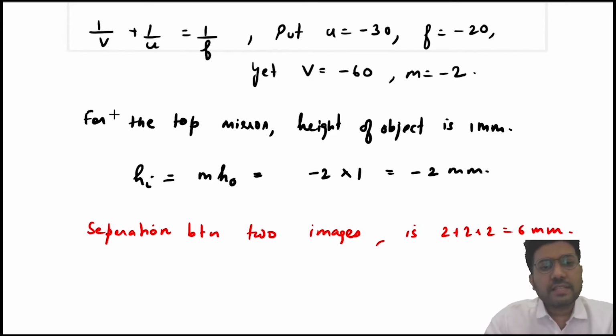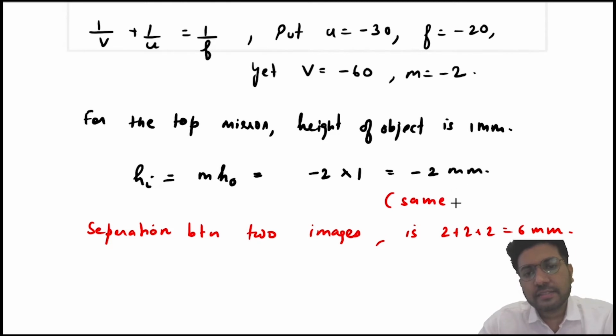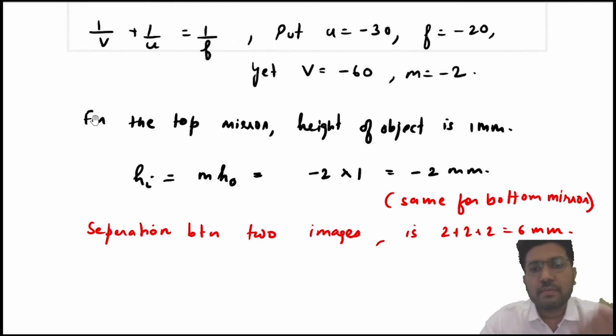Okay, so this I have written for top mirror. For bottom mirror I have not written, but it is the same thing, right? Same for bottom mirror. I can write it like this. Same for bottom mirror. Height of image is again minus 2 millimeter. Minus represents inverted.